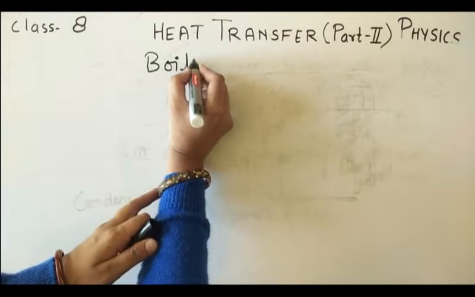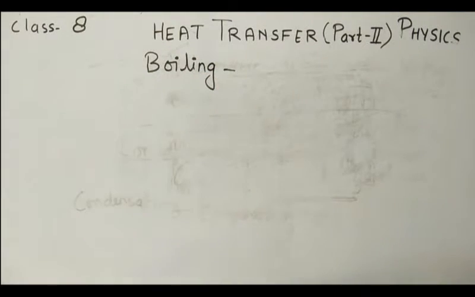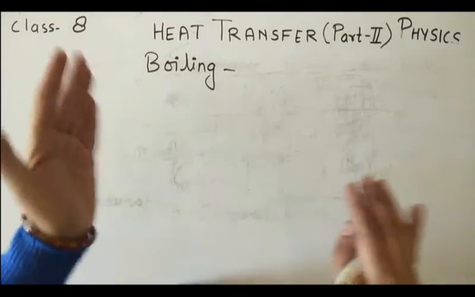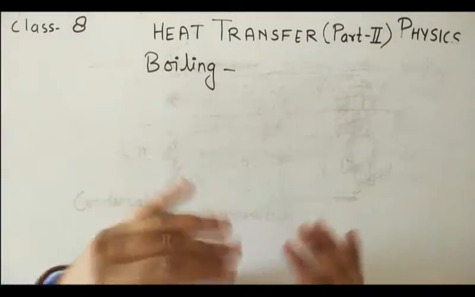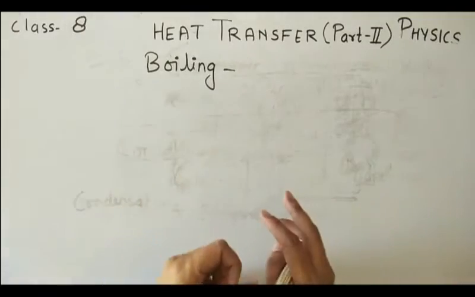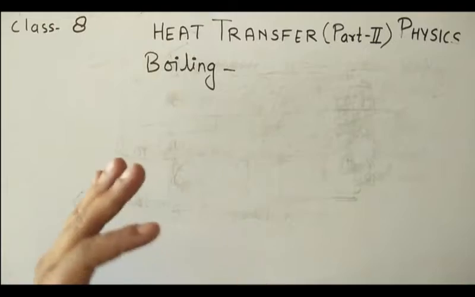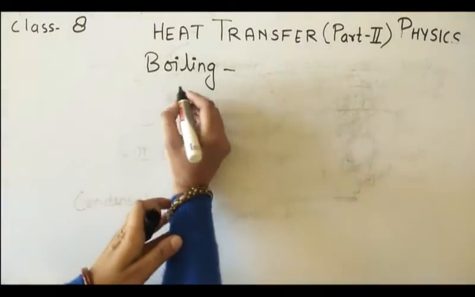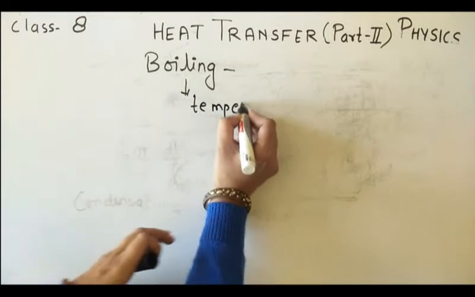Okay, so boiling is somehow related with evaporation. In a simple way, boiling is a rapid change of state from liquid to vapor, that means a quick change of liquid to the gaseous state at a particular temperature. Here we mention the particular temperature, and the temperature at which boiling takes place is known as the boiling temperature.